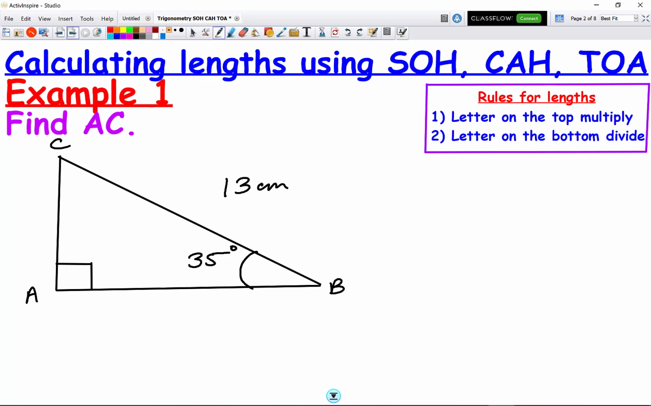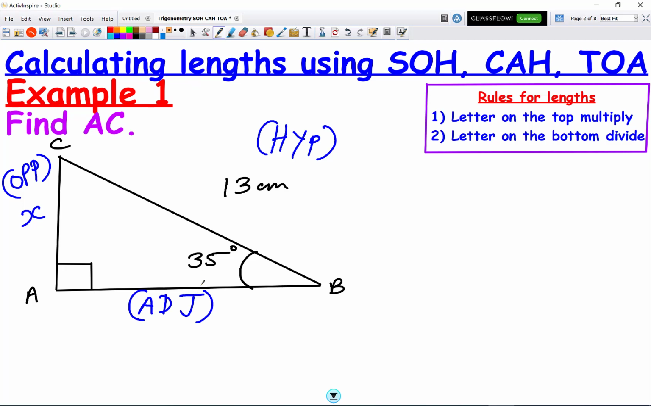So I'm going to call AC a letter. Let's call it X. The first thing you've got to be able to do with one of these questions is know how to label the triangle. We always label the side opposite the right angle first. The side opposite the right angle is the hypotenuse, HYP for short. Then we label the side opposite the acute angle, the opposite side, abbreviated as OPP. And the final side is the adjacent side, which we can abbreviate to ADJ.